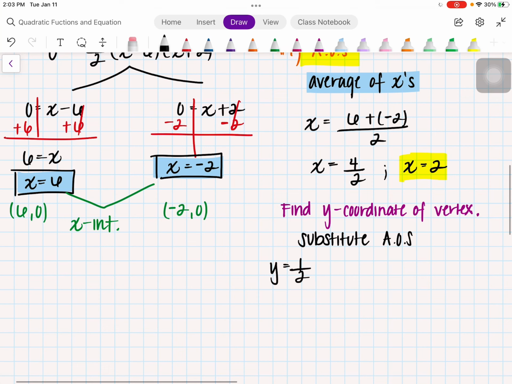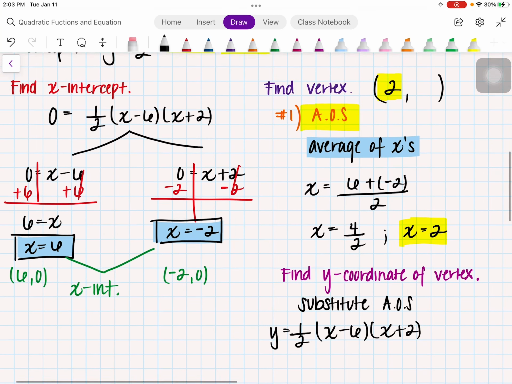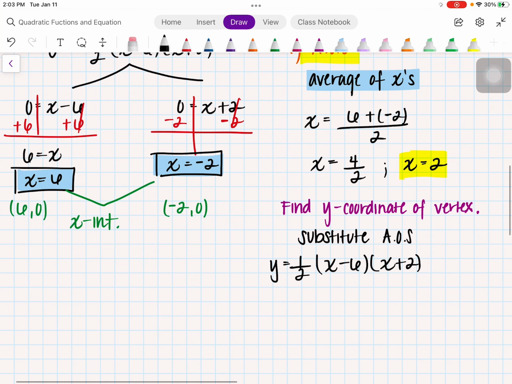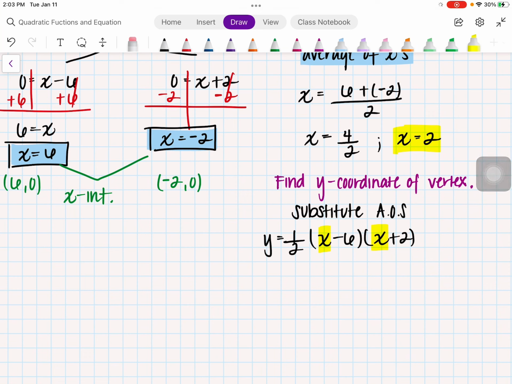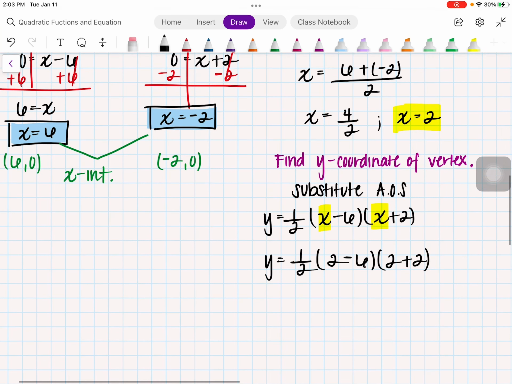So let me just write it down. It's y equals 1/2 times x minus 6 times x plus 2. All right, and that's what we have there. And wherever I see an x, I will be substituting in the 2. All right, so this is what we get. I have y equals 1/2 times 2 minus 6 times 2 plus 2.